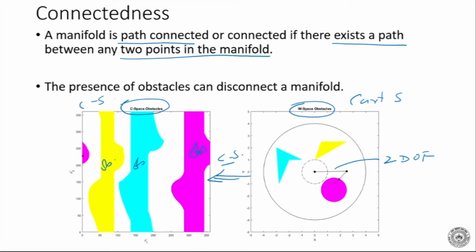Now this is telling us a manifold is path connected or connected if there exists a path between any 2 points in the manifold. So this point and this point, there exists a path between these 2 points in the manifold, and hence it is path connected. Okay. Now if I say this point and this point, there is no path from here to here. It can't go through an obstacle. So these two are not path connected. That is the meaning of path connected.